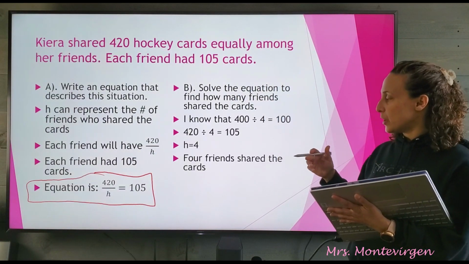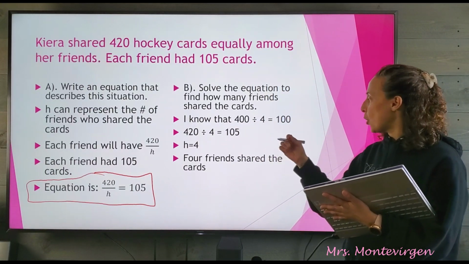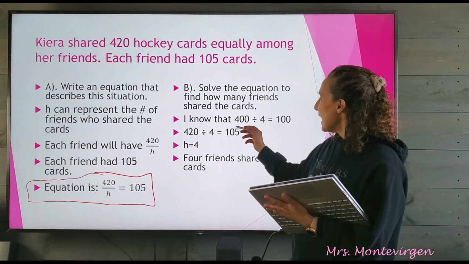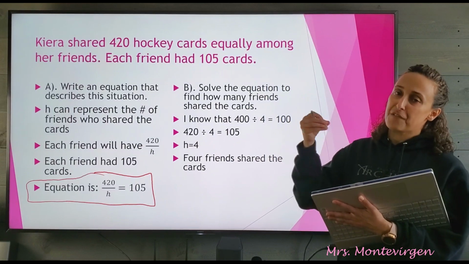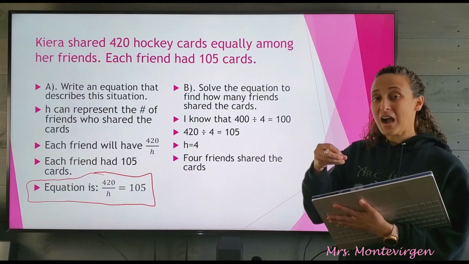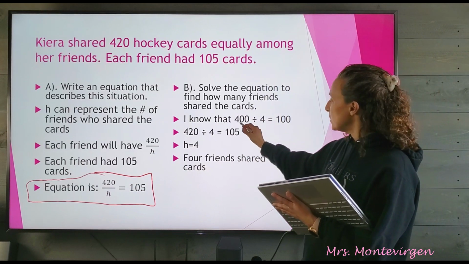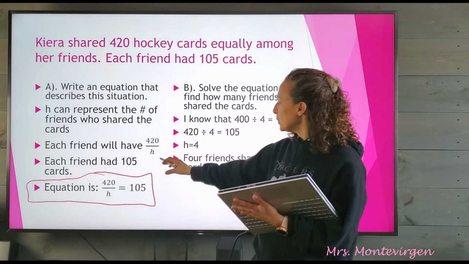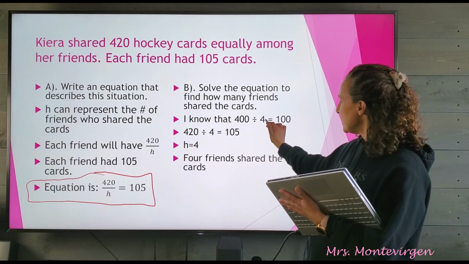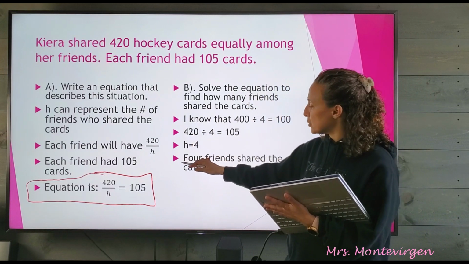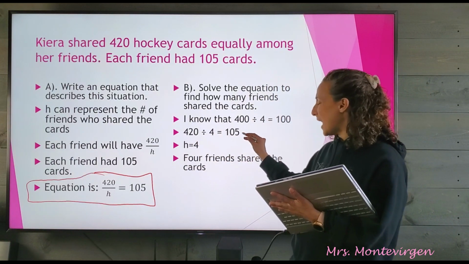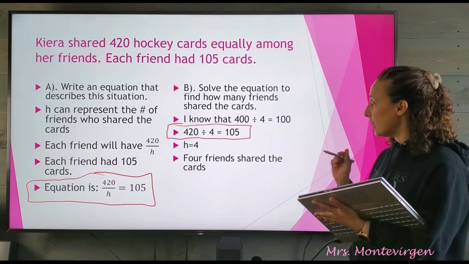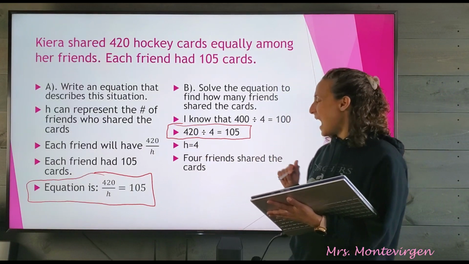Now, once I was going through and looking at 400, I started getting to my 4 times tables. The reason why I did that, if you go back and think of factors, you'll see that 400 is a multiple of 4. So if I take my 400 divided by 4, I get 100. That's really close to 105. So if I take that same 4 and drop it into the equation, 420 divided by 4, I get 105. And that's the number I was looking for. And so now I know that H has to be 4.